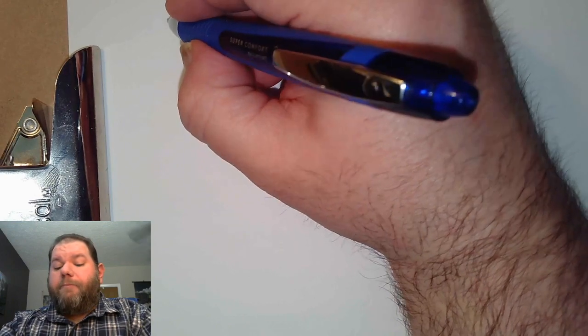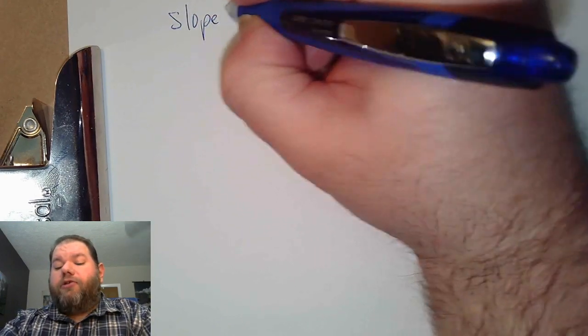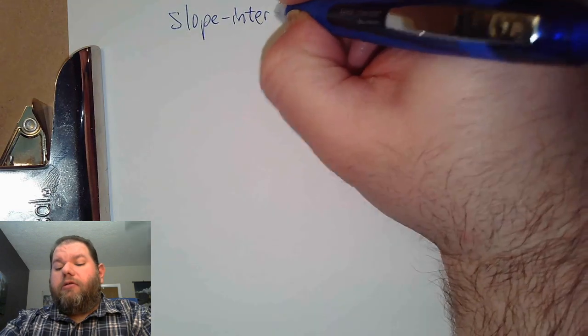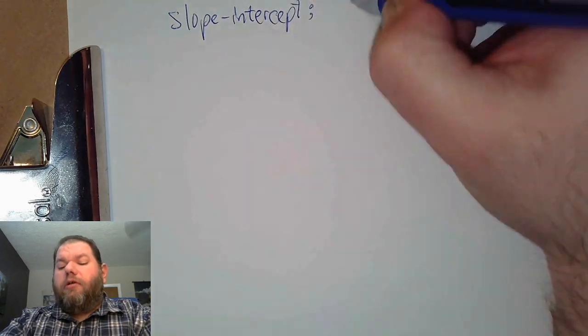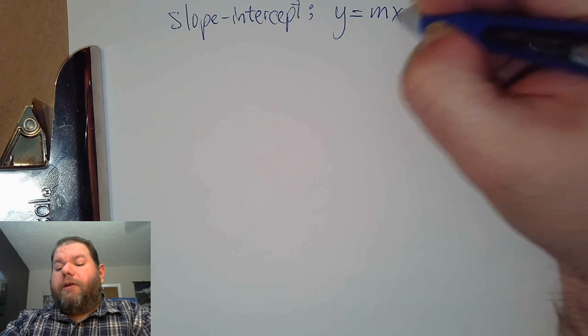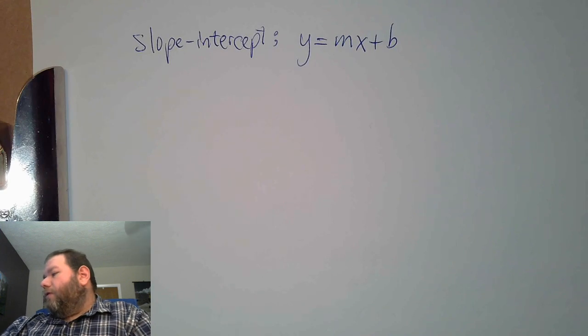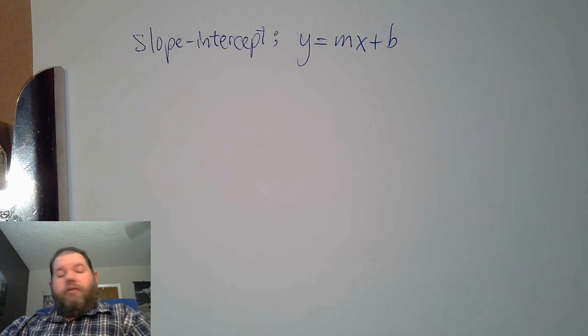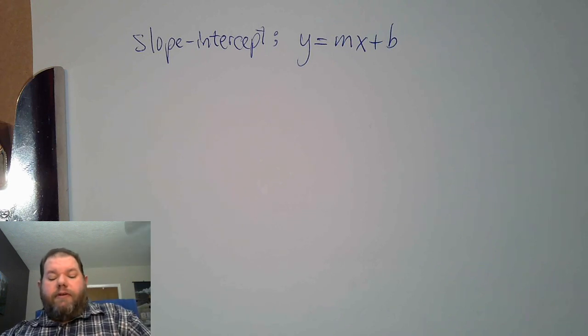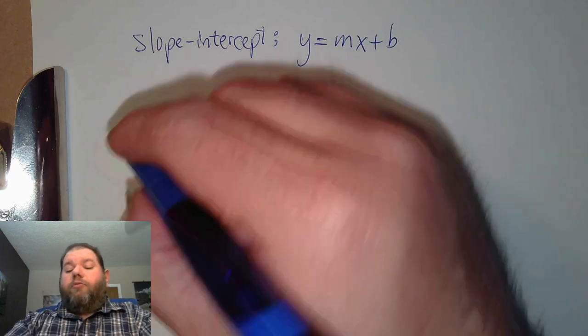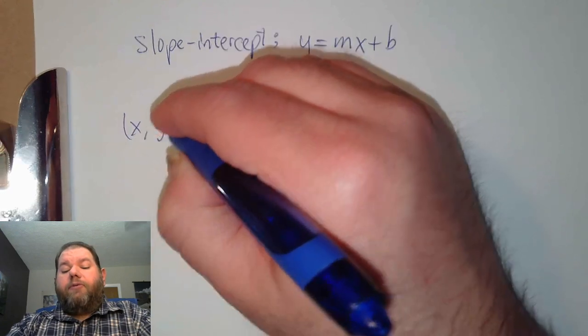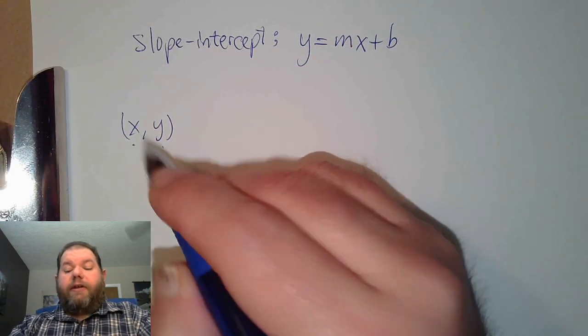So we go back to our slope-intercept equation, which we said was y equals mx plus b. As far as which one is x and which is y, x is always first and y is always second. Whenever we have an ordered pair, it's always x comma y.